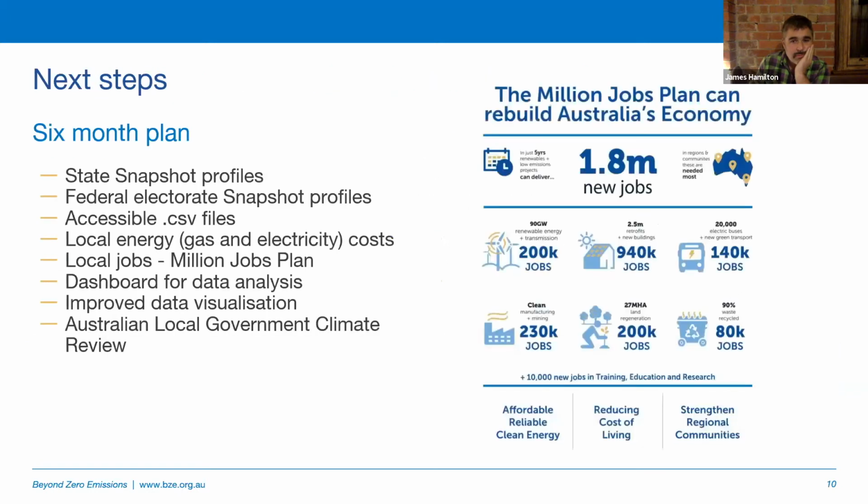In our next 6 months, we're going to focus on increasing the granularity of the regional areas, so electorates and state level data, to make CSV data downloads more accessible, and increase the types of information available, such as utility costs and jobs data, and improve data visualization.